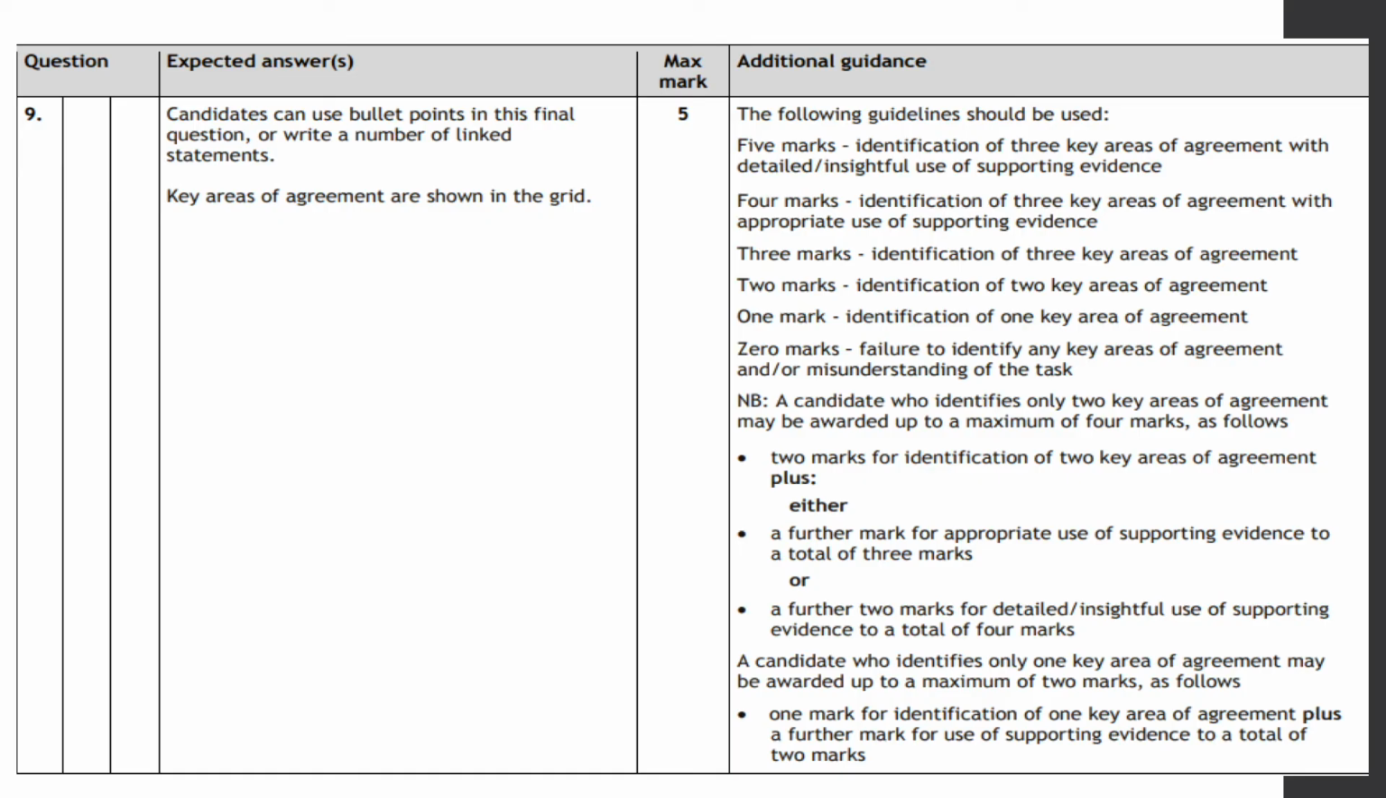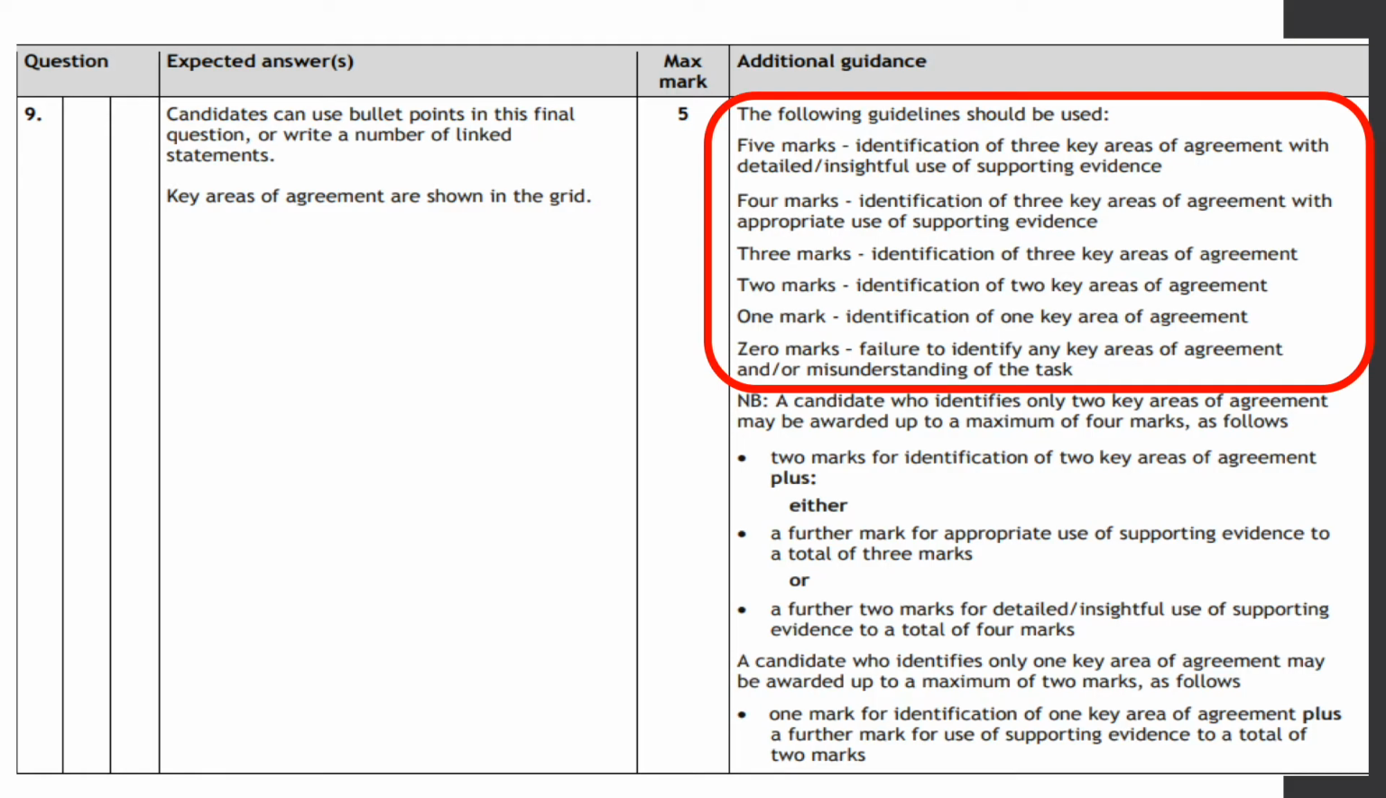Before we begin answering these types of questions, we need to ensure that we have a clear understanding of the marking scheme. Now, the slide in front of you is taken from an SQA marking scheme for the last question. The section highlighted in red is the most important part because it breaks down how you go from 0 marks to 5 marks. Now, we can see that it says that 0 marks is obviously if you fail to identify any key areas of agreement.